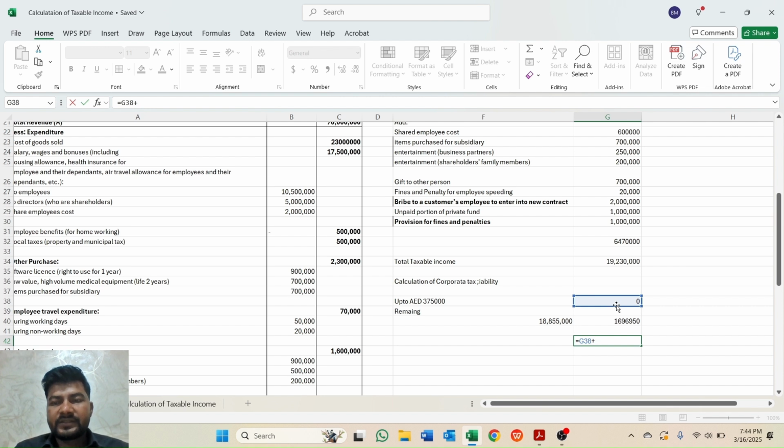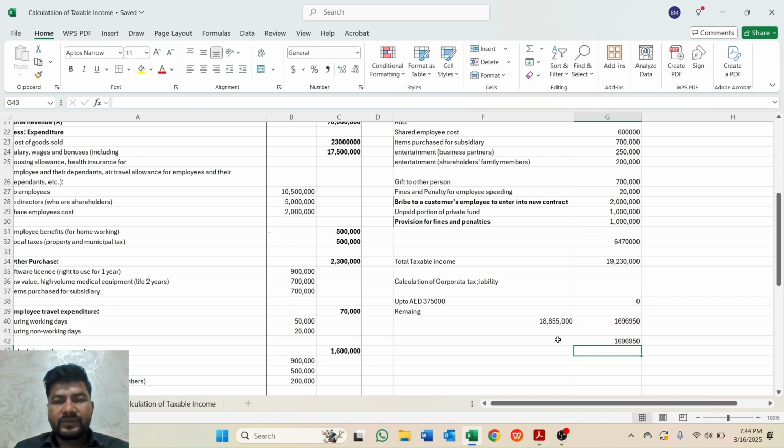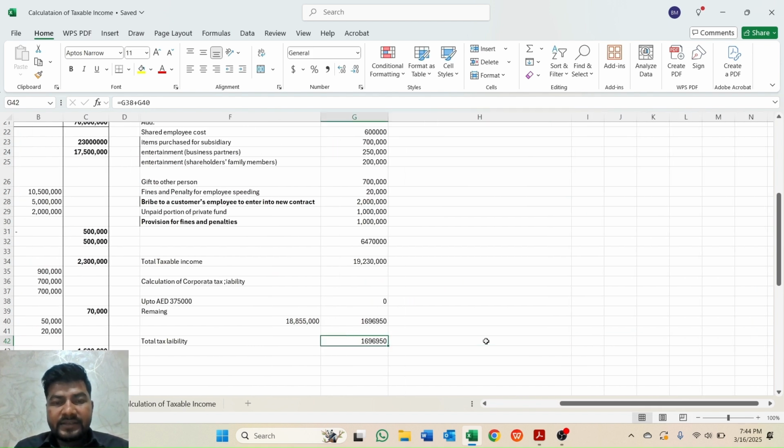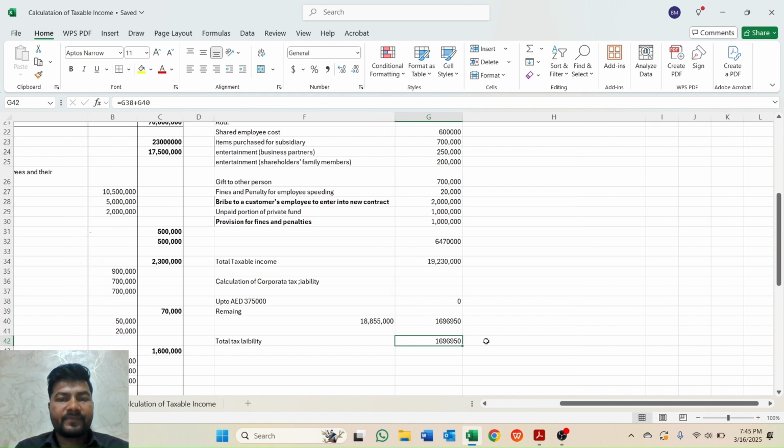this plus this. So total tax liability for the tax period 1st January 2024 to 31st December 2024 is 1.6995 million.